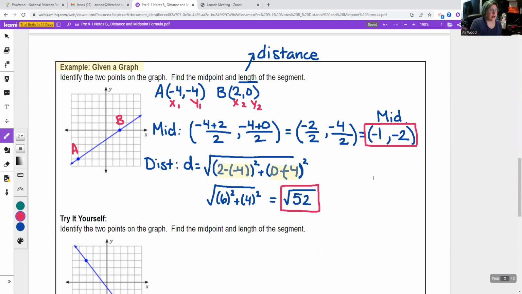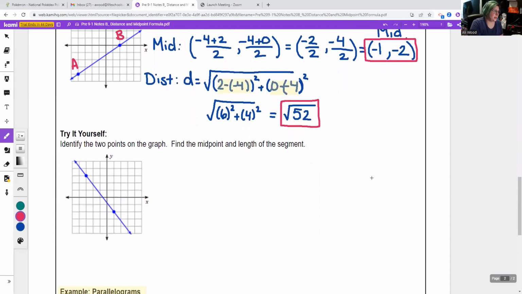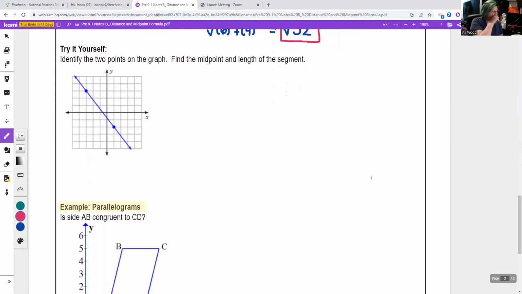All right, last try it yourself. But again, we'll just go ahead and do it. Again, we're going to label A and B. It does not matter which one you make A or B, okay? I just like to do the one most on the left as my A, one most on the right as my B.